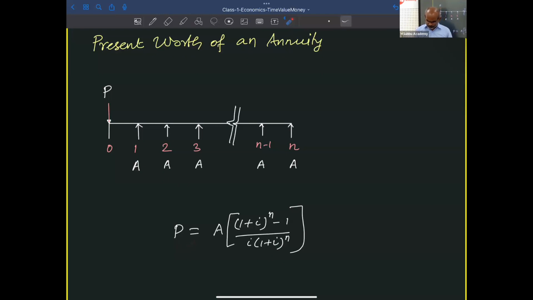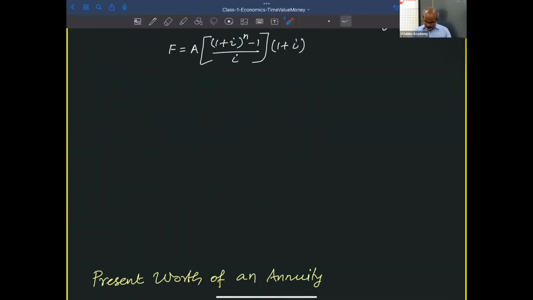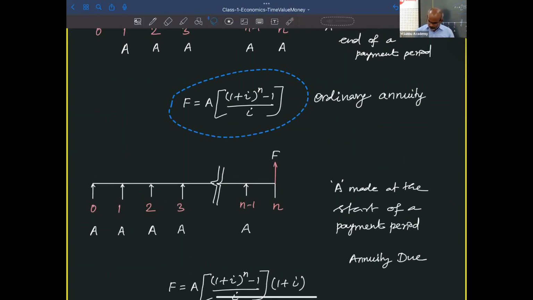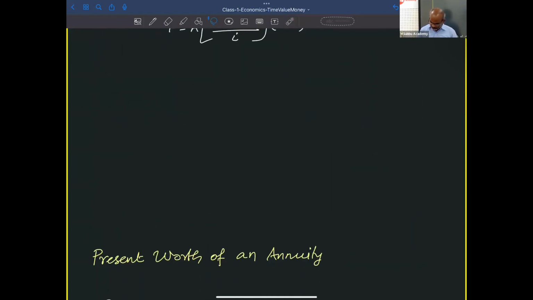And to relate this P and A, we have this formula: P equals A into (1 plus I to the power N minus 1) divided by I into (1 plus I) to the power N. Of course, from this formula and F, we should be in a position to get P, right? Let us relate that here.